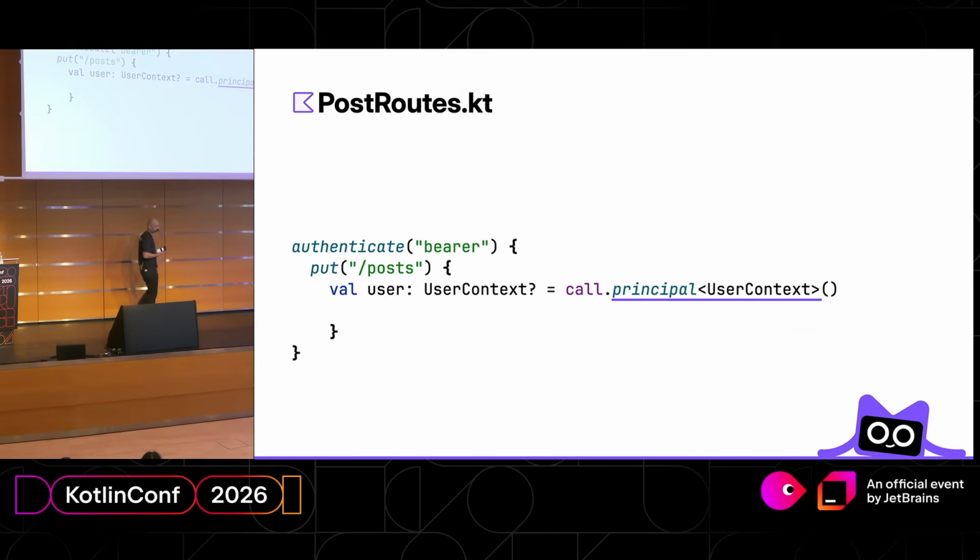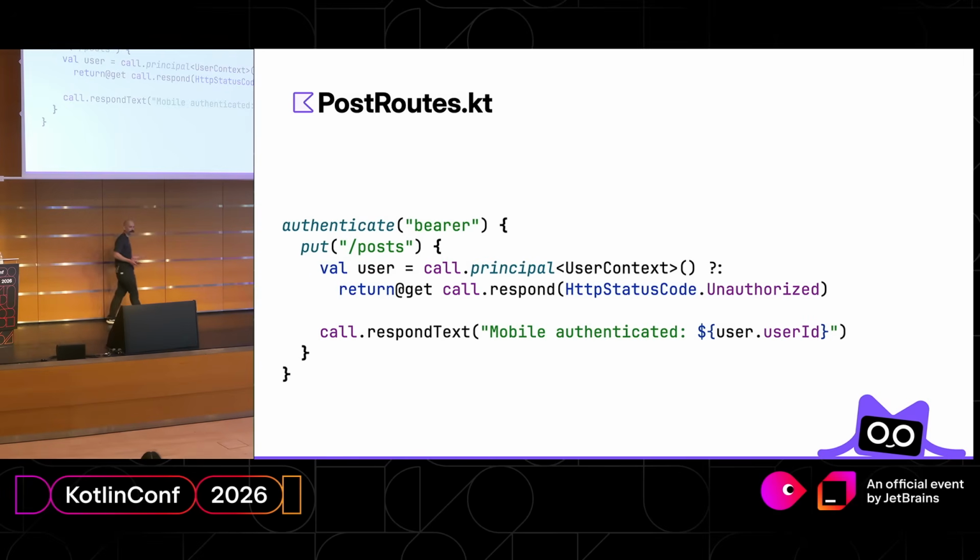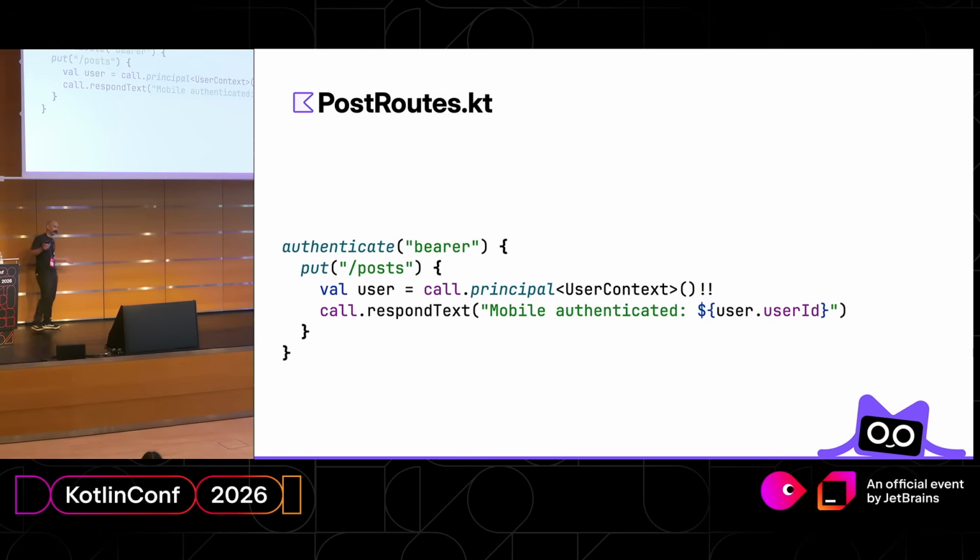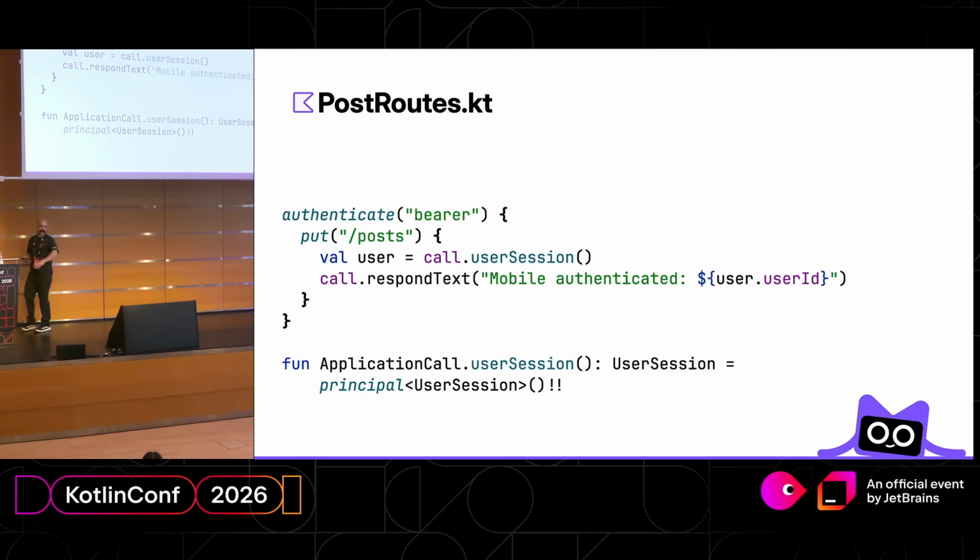To protect our routes, we wrap our routes into the authenticate block, and we specify the provider that we want to use for checking our tokens. And sadly, we still have to deal with nullability, even though authentication is mandatory here. And here I'm returning unauthorized, but this branch will actually never be called. So I can pretend that this is not the case, and I will just use bang bang. But to make myself feel better, I will split it into a function that I hide somewhere else. And I will just use call.userSession.